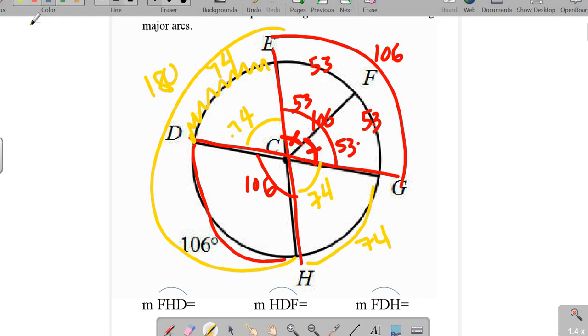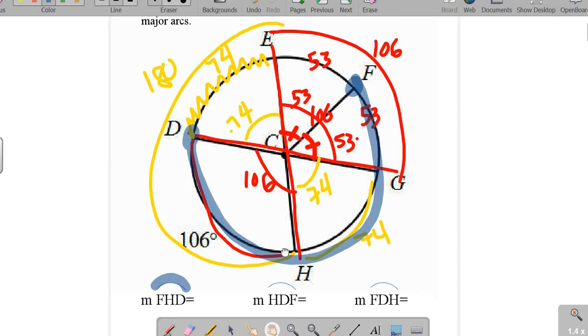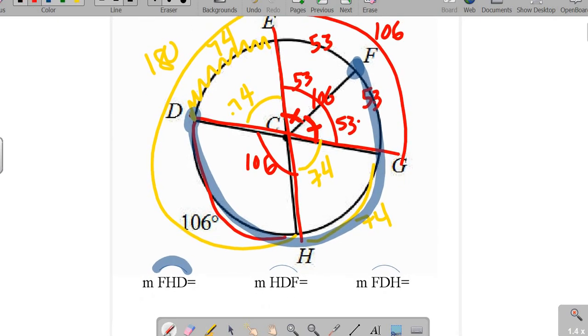Now, we're asked for specifically three major arcs. So F, H, D in this order. F through H, ending at D. F, H, D. If you look very carefully, that's going to be, from here to here is 180 plus 53. So FHD, the blue arc, is 233.